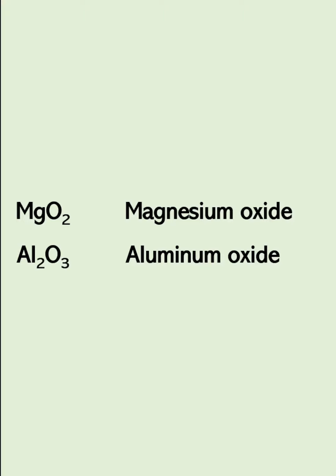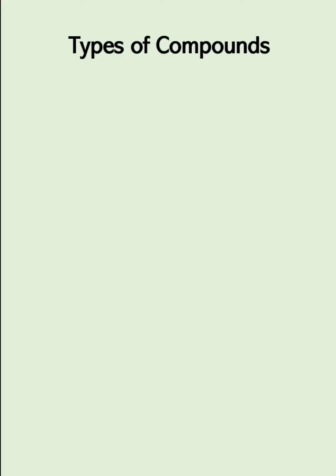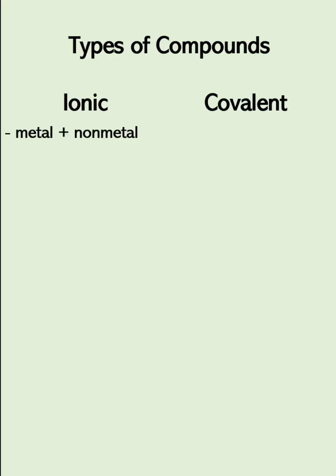So first, let's discuss the different types of compounds. We have two types. We have ionic or covalent. Ionic is between a metal plus a non-metal elements. Meanwhile, for covalent compounds, it's made up of non-metal elements. So it's a non-metal to a non-metal. Now, how do we know if an element is metal or a non-metal?